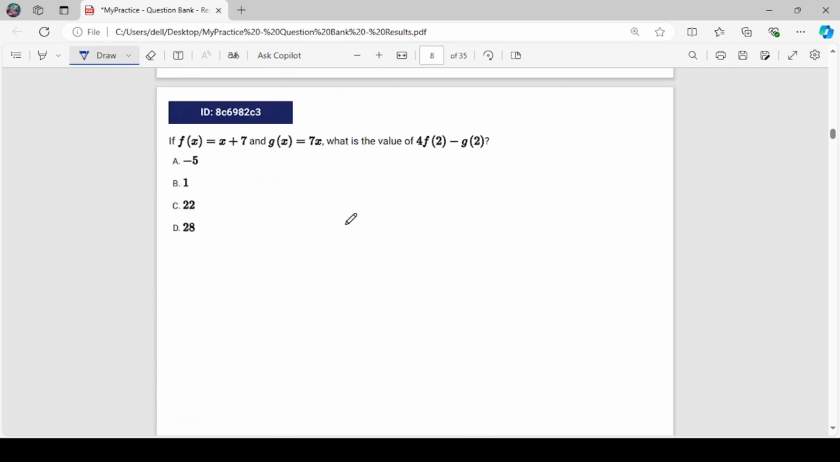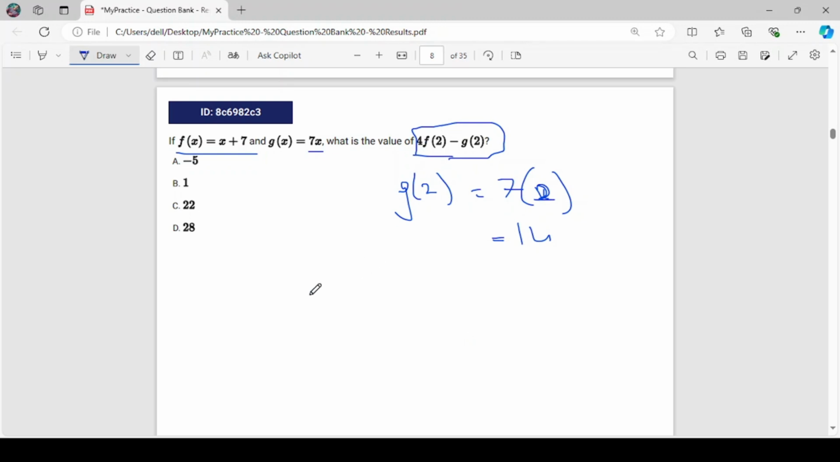Next question. If f(x) equals x plus 7 and g(x) equals 7x, what is the value of 4f(2) minus g(2)? My way of doing this is to break it down. What is the value of g(2)? Let's put 2 in place of x: 7 times 2. 7 2s are 14. So g(2) is 14.